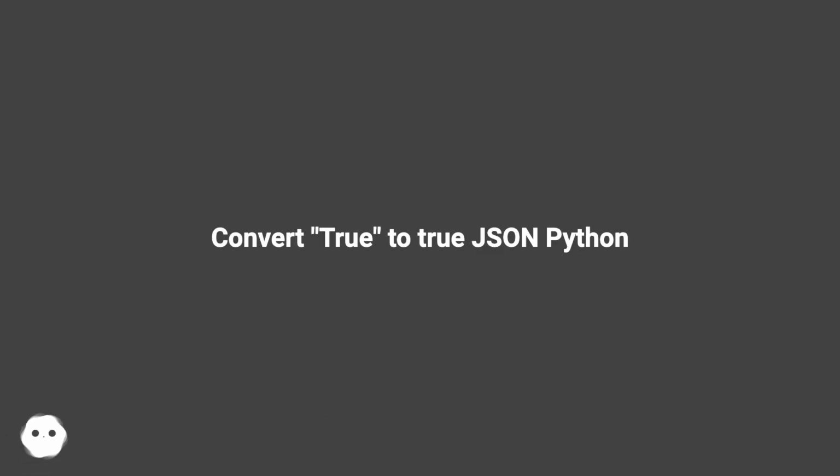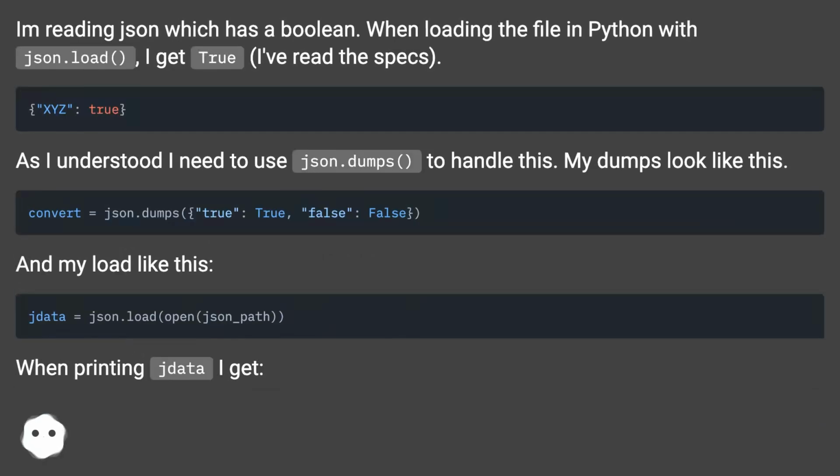Convert true to True in JSON Python. I'm reading JSON which has a boolean. When loading the file in Python with json.load, I get True. I've read the specs. As I understood, I need to use json.dumps to handle this. My dumps look like this.